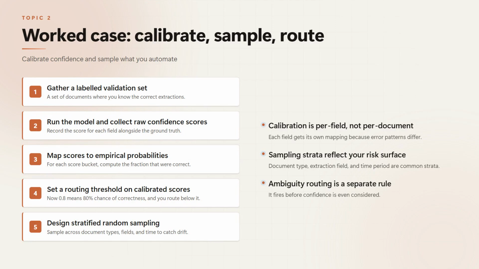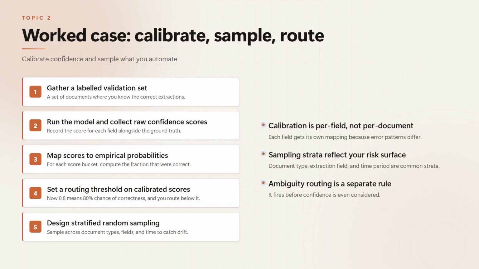You calibrate by mapping each raw score to its empirical probability. Now you set a routing threshold: anything below 0.8 calibrated probability goes to review. The alternative of using raw scores would have let those 18% errors through.